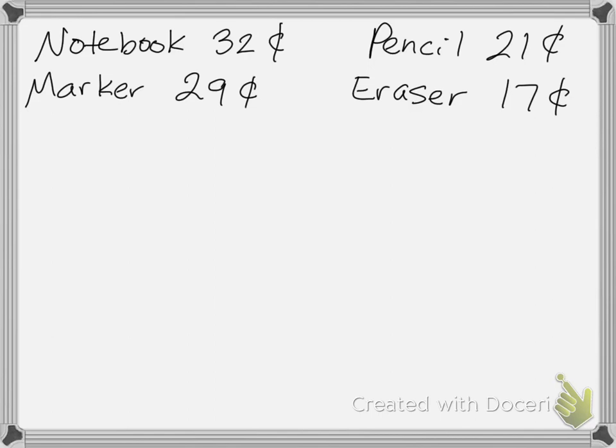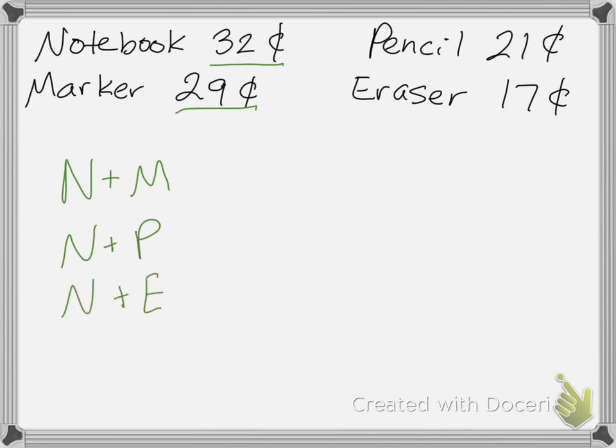Okay, so we're going to plan how to solve this by doing an organized list. If he chooses a notebook, what else could he choose? I'm going to put an N for notebook. Notebook is 32 cents. A marker is 29 cents. He could choose a notebook and a marker. He could choose a notebook and a pencil. Or he could choose a notebook and an eraser. M, P, and E stand for marker, pencil, and eraser.